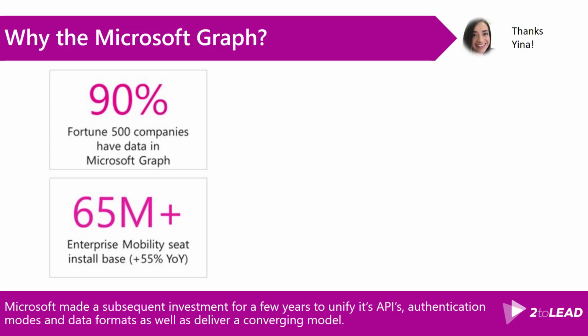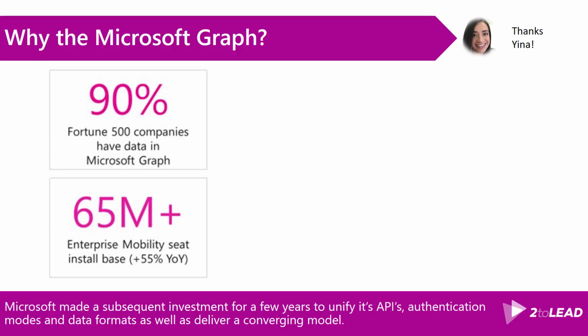Another reason why you should care about that, and I would like to thank Yina Arenas for sending me the updated slide with updated numbers, because I used to have an old slide with old numbers, is the adoption and the size of what you can get from the Microsoft Graph. So first, 90% of the Fortune 500 companies have data exposed through the Microsoft Graph because they use Office 365. It might not be for all the workloads, might not be for all the company, but still they do have some data there that you can leverage, build solutions for, and provide value to them, and of course make money out of it.